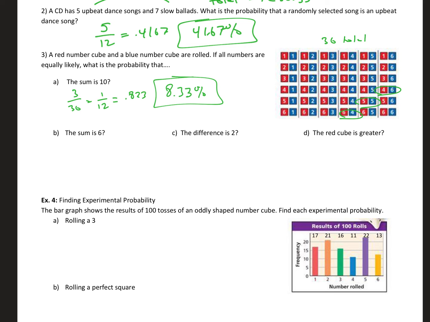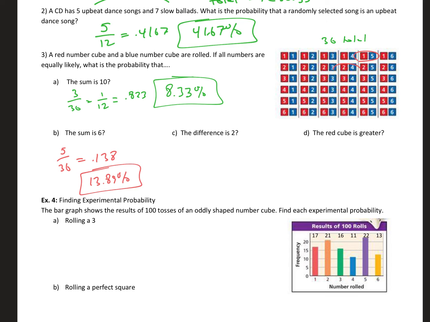All right, let me erase my scribble over here. What's the probability that the sum is 6? So how many add up to equal 6? So 1, 2, 3, you'll see patterns, 5. Anything else? Nope. So 5 out of 36, which is 0.138, so 13.89%.